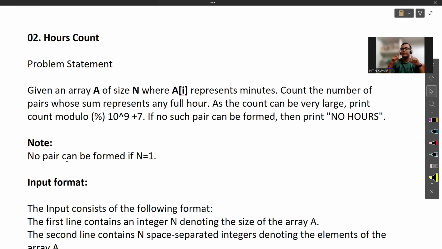Pairs means two values that come together. When we sum two elements in the array, if their sum comes to be a full hour, then we would say this is a valid pair that we can take up. We are going to discuss that in detail. Now, as the count can be very large, there is a very important thing that we have to know. It says the count can be very large, so print the count modulo 10 to the power 9 plus 7.